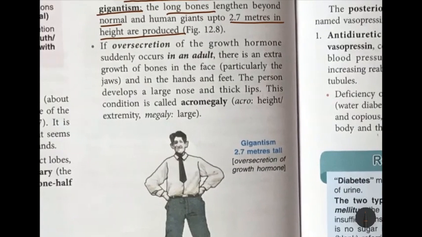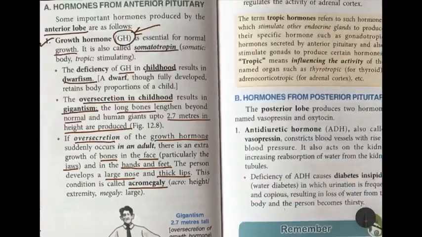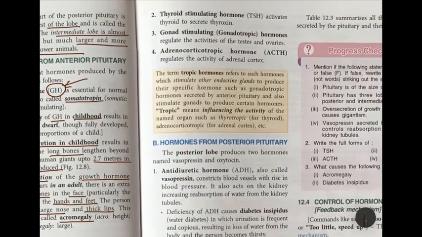Now, if there is an oversecretion of the growth hormone in an adult, there is an extra growth of bones in the face, especially in the jaws. The jaws become large, and even the hands and feet. So the person will have a large nose and thick lips. This condition is known as acromegaly. That is in an adult.